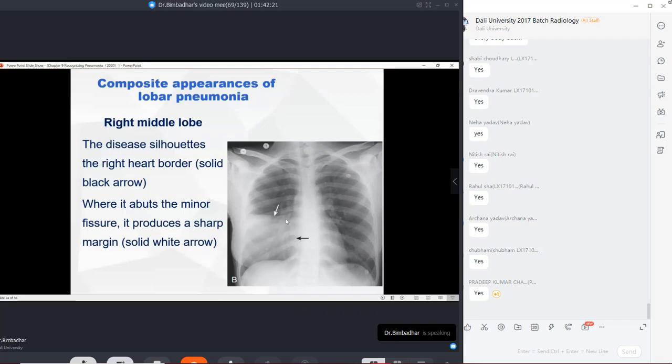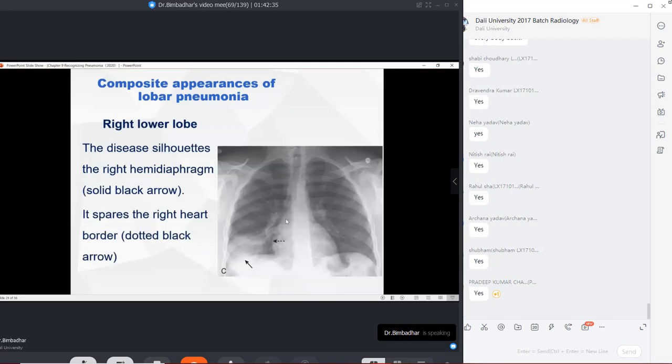Okay, so in right middle lobar pneumonia, what does the silhouette sign tell me? It tells me that the right heart border will be obscured. In the right upper lobe, it will be the ascending aorta, and in the right middle lobe, it will be the right heart border that will be obscured. All right.